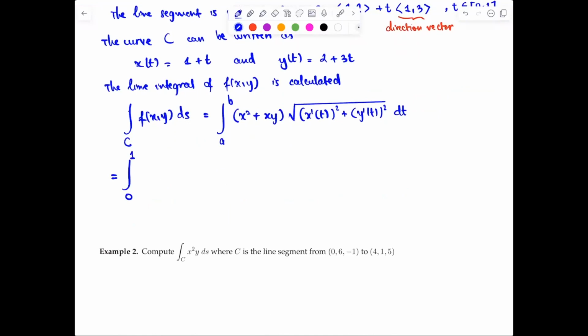So the integral is from 0 to 1, because everything depends on the parameter t, and t is going from 0 to 1. x is now equal to 1 plus t. So you have (1 plus t) squared plus x times y, that is (1 plus t) times (2 plus 3t), multiplied with the square root. So x prime is 1, 1 squared is 1. y prime is 3, so you get 3 squared, dt.